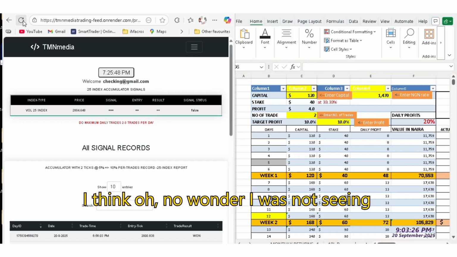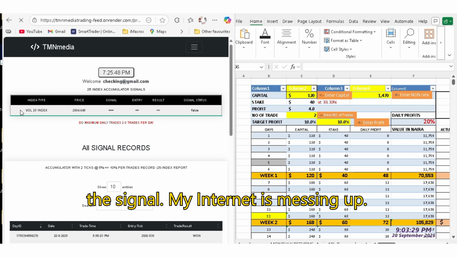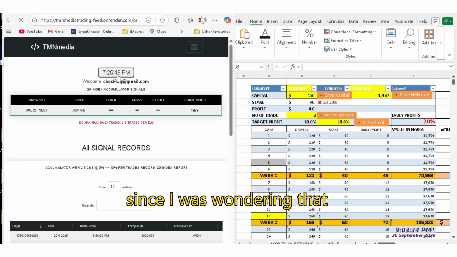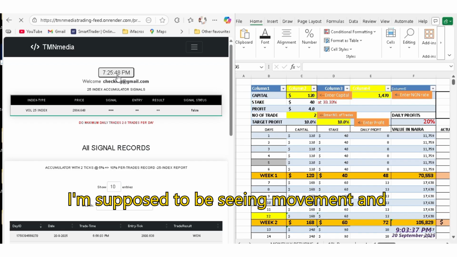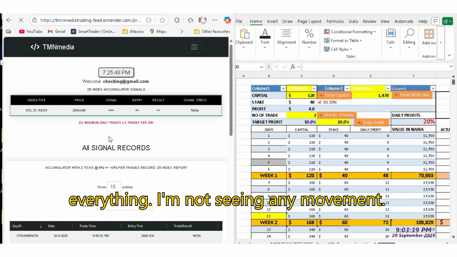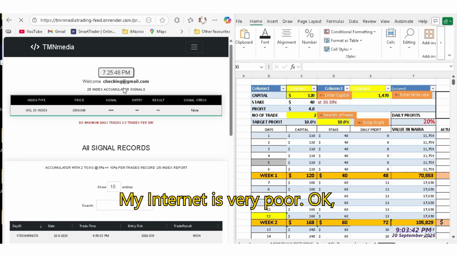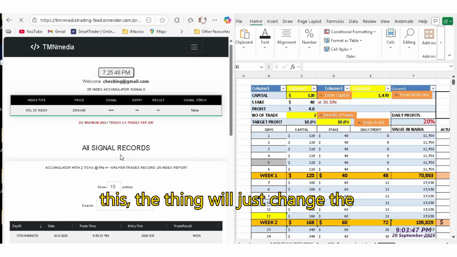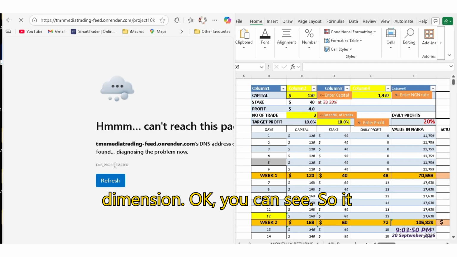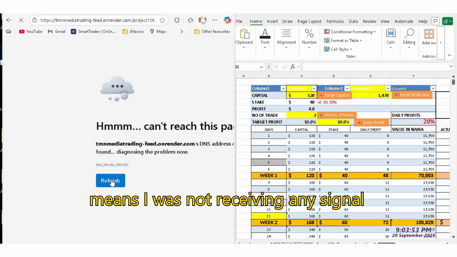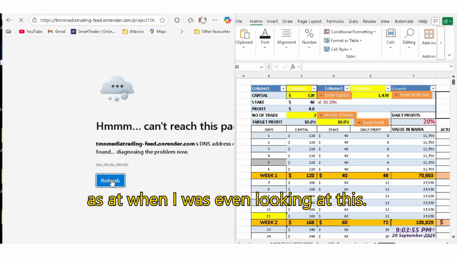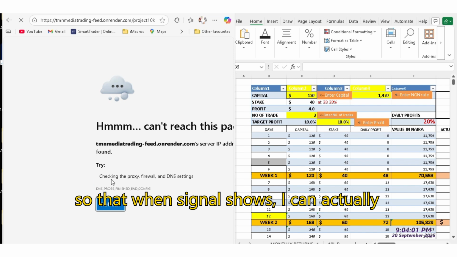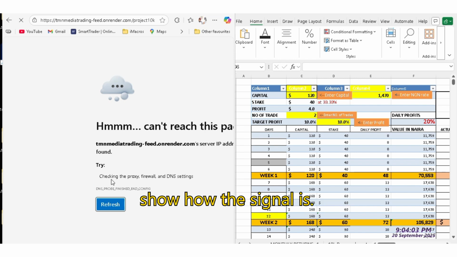In fact, I think, oh, no wonder I was not seeing the signal. My internet is messing up. Look at the time, 7:25. It has frozen since. I was wondering why I'm not seeing any movement. My internet is very poor. When it comes to times like this, the page will just change dimension. So it means I was not receiving any signal even as I was looking at this. The reason why I have this page open is so that when the signal shows, I can show you how the signal is.